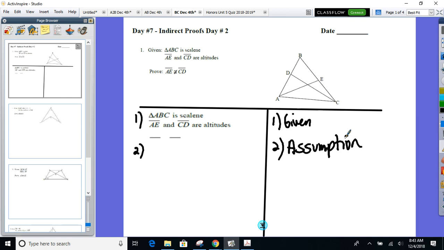Emma? Always remember, it's the opposite of the proof statement. Do not touch the givens. Opposite of the proof statement. So AE congruent to CD. And some of you guys missed this yesterday when I let you do the one on your own. Use that now. Mark it on your diagram. Use it as a given.